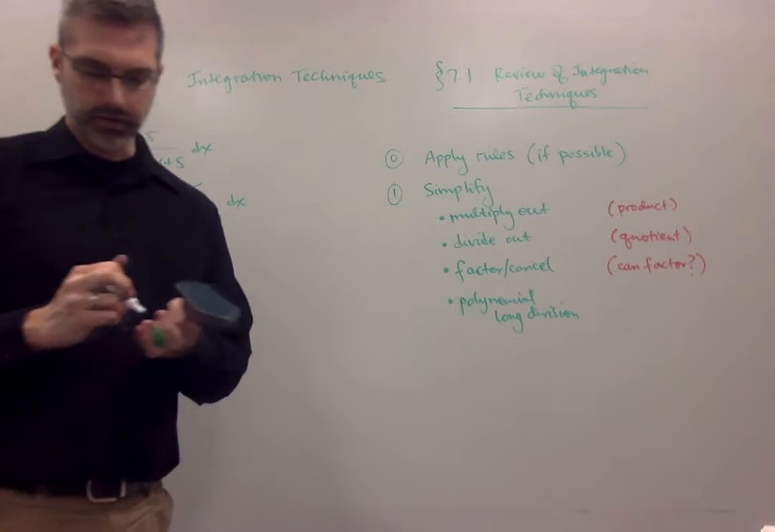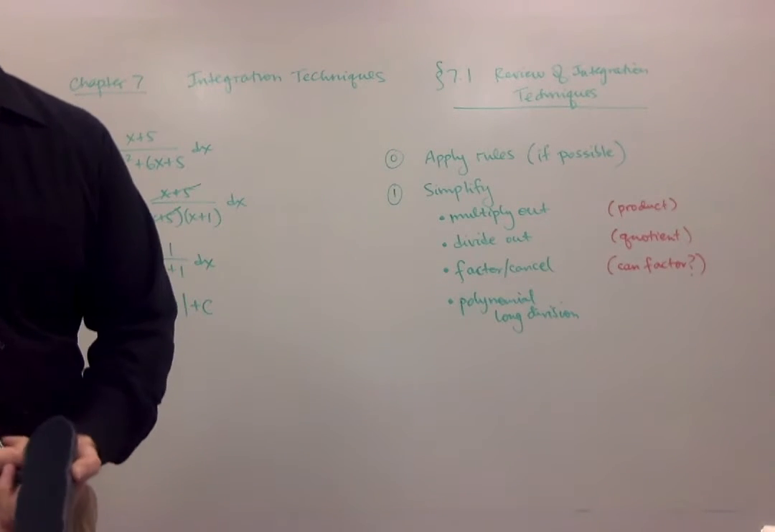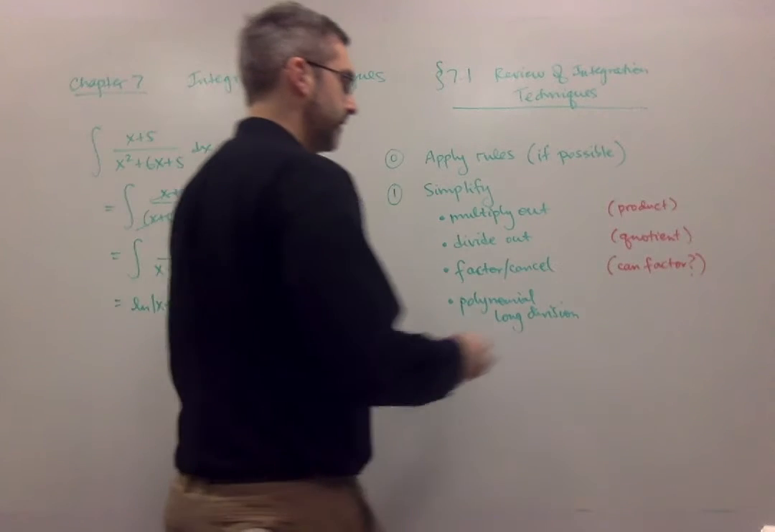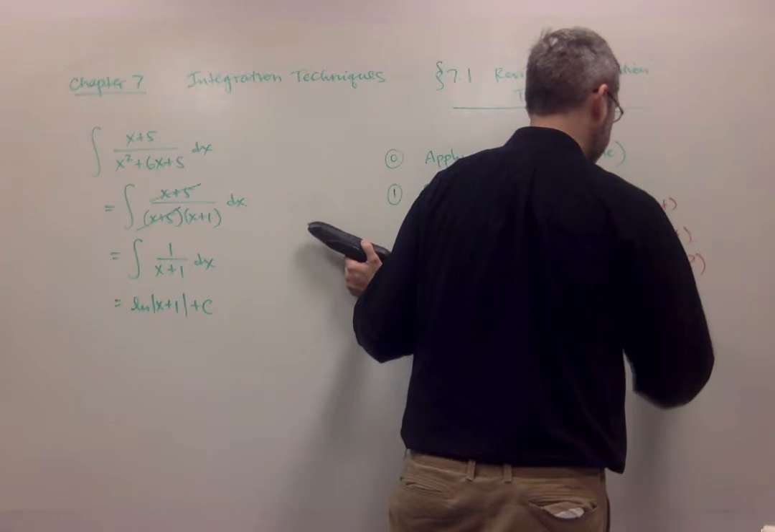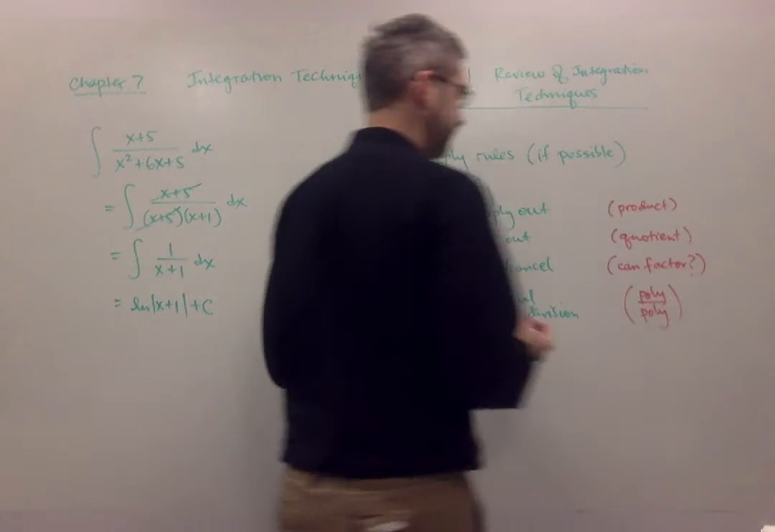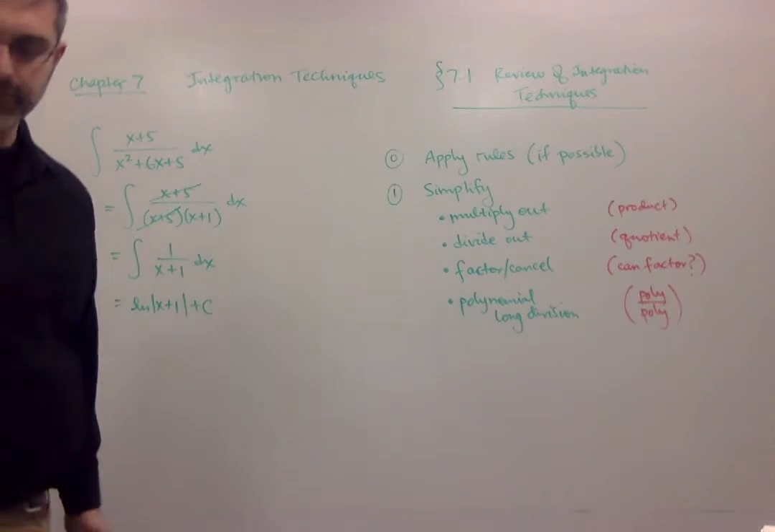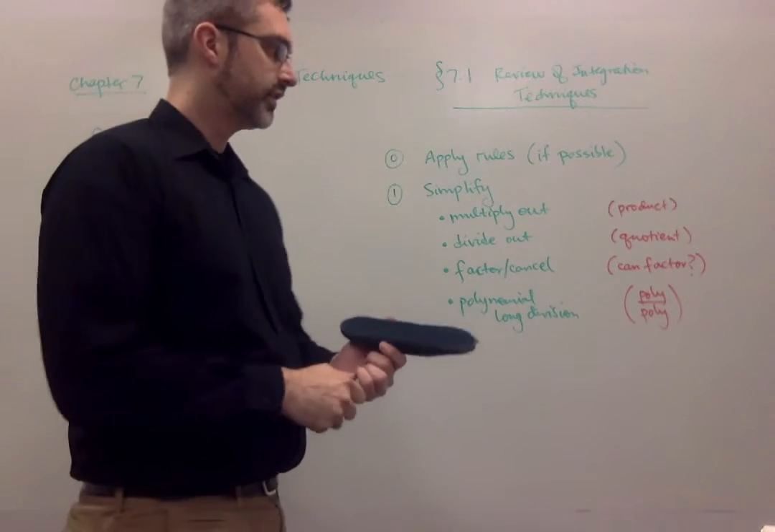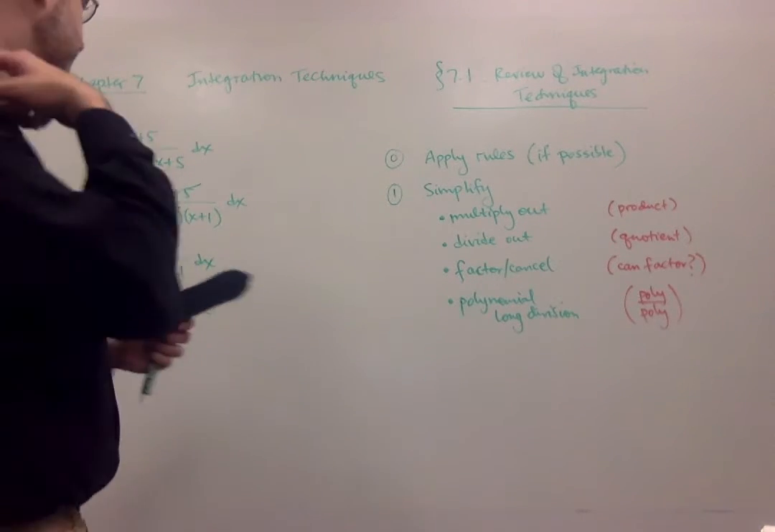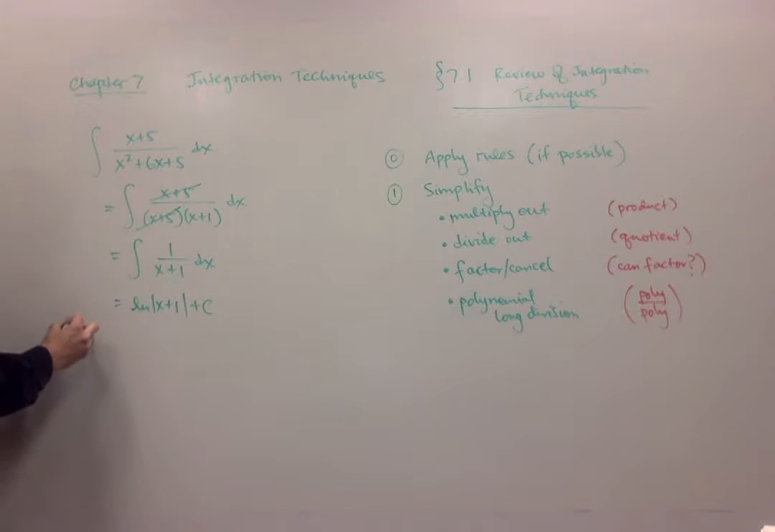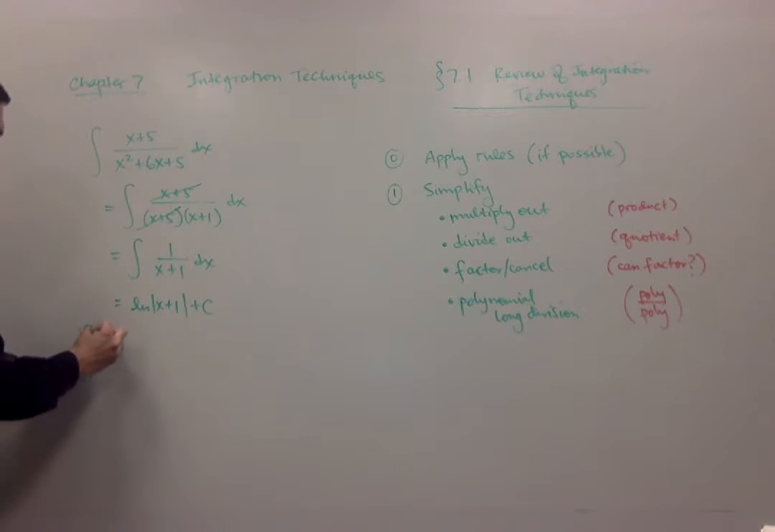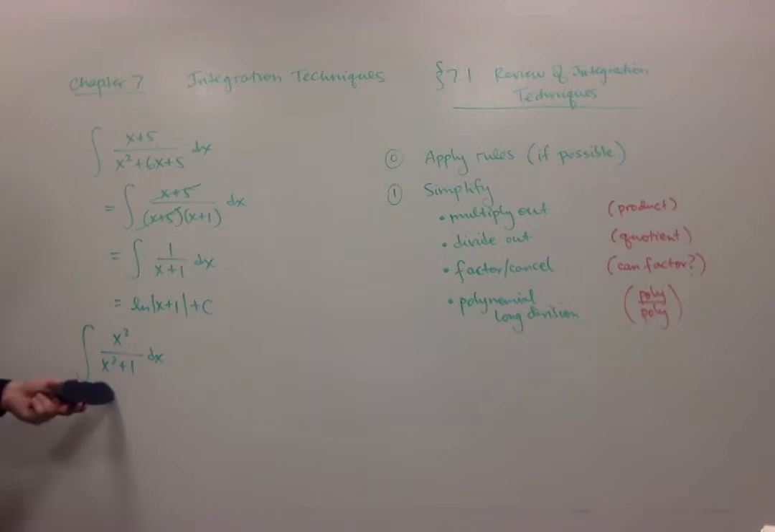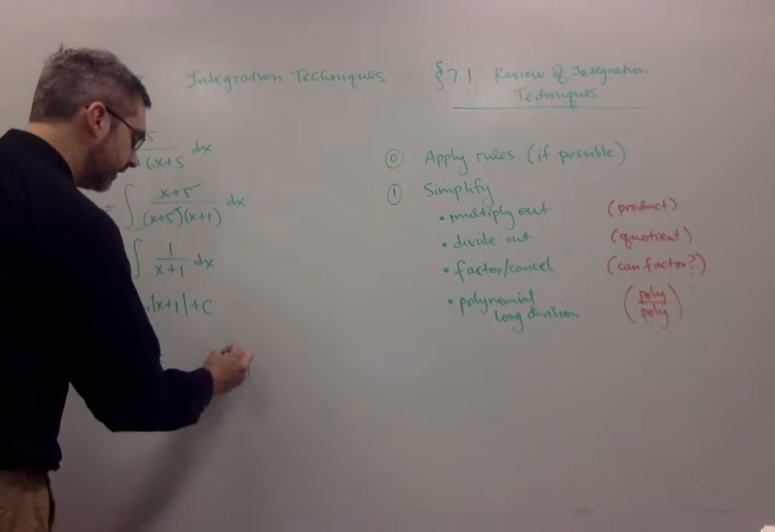Okay, I might do polynomial long division if what I'm looking at is a polynomial over another polynomial, and particularly a polynomial where the degree of the top is bigger than or equal to the degree of the bottom. So you've seen these before. I'm not going to go into the gory detail, but if I saw x cubed over x squared plus 1, the first thing I would do here, since it's a polynomial over polynomial, and the degree of the top is bigger than the degree of the bottom, I would start by doing some long division.